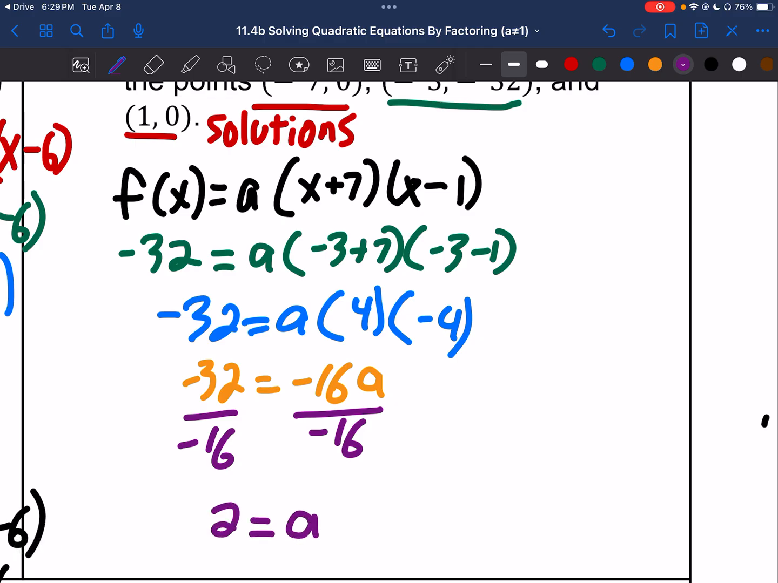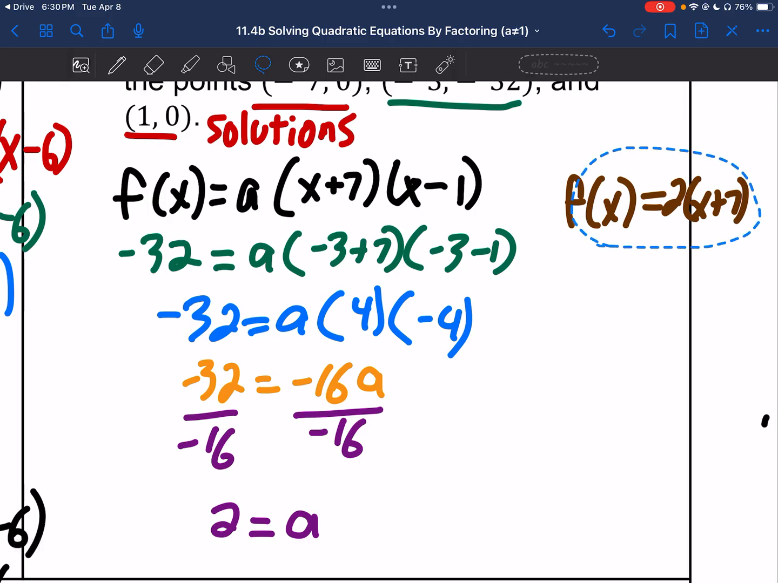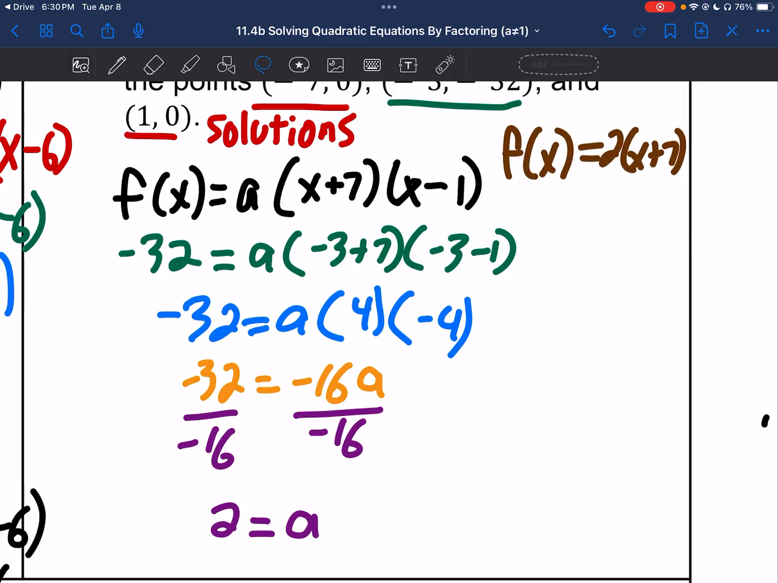So now we're going to substitute it back into our original problem. f of x is equal to 2 times x plus 7. I don't quite have enough room, so I'm going to shift this over a little bit. x plus 7 times x minus 1.